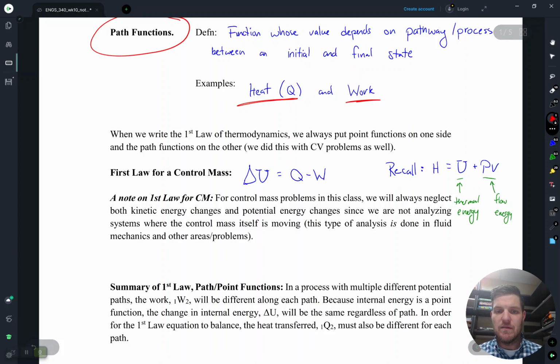So we've usually been writing the first law of thermodynamics for a control mass, writing the point functions on one side of the equation and the path functions on the other side of the equation. We're dropping kinetic and potential energy, and we're swapping out H for U because H included both thermal energy, U, and also flow energy. Because we're in a control mass framework, we're not looking at flow energy, so the only energy that we have is the thermal energy, the internal energy, U.